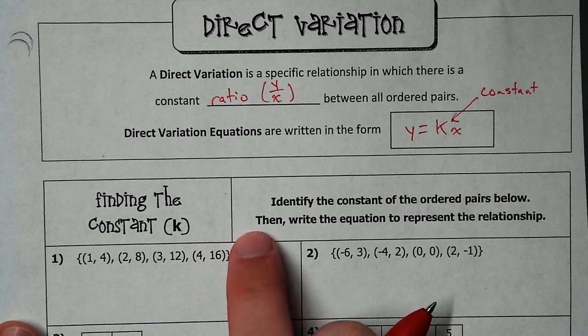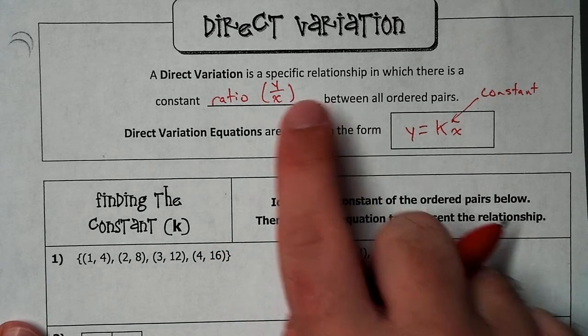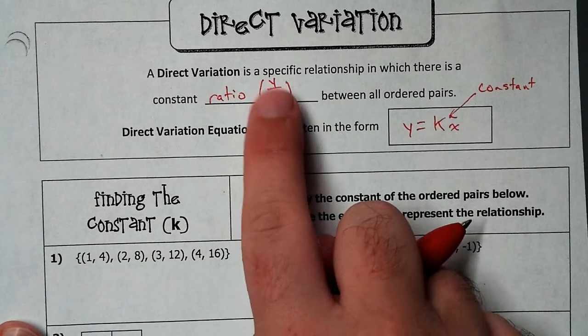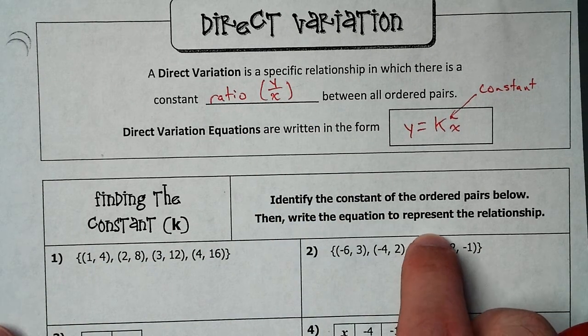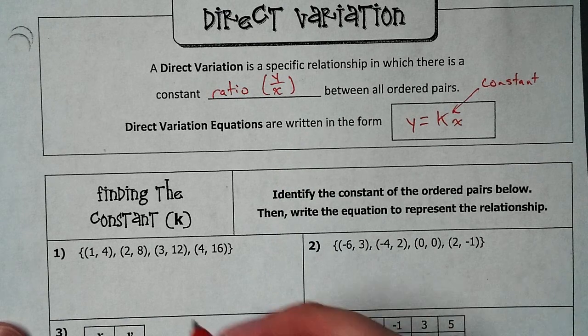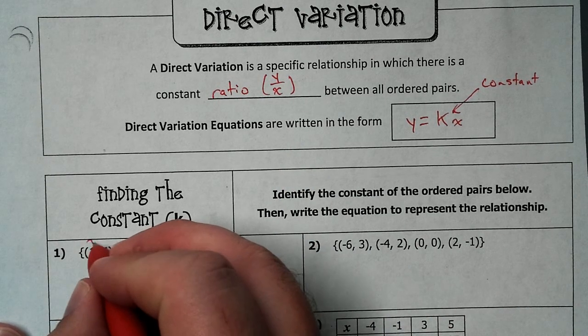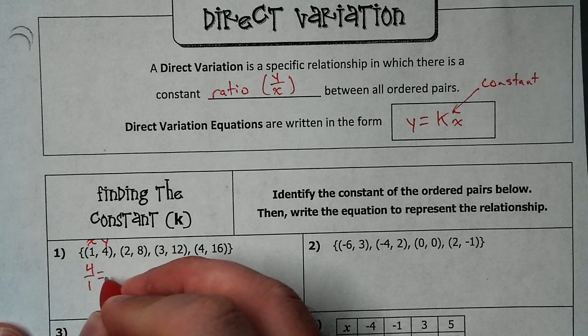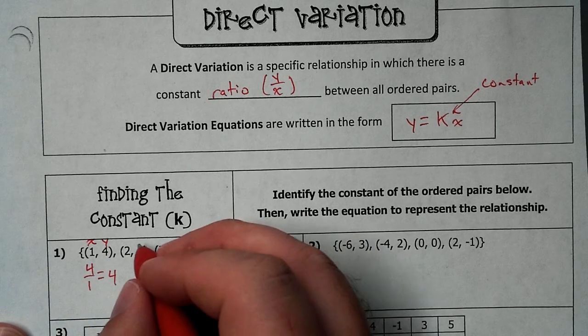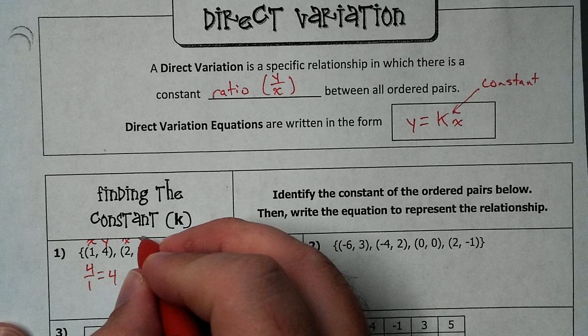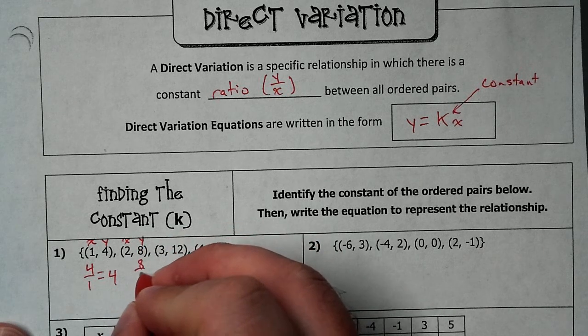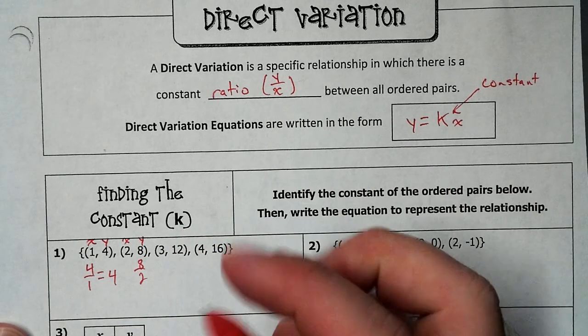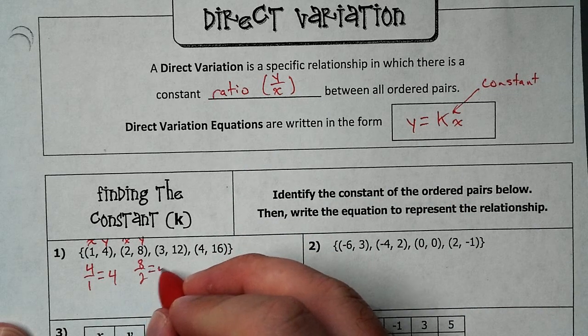Now, to find the constant, what we can do is set up each of these points as y over x, and they should reduce to the same value. So, for example, this is our x, this is our y. So 4 over 1. 4 divided by 1 is just 4. This is our x, this is our y. 8 over 2, because each one of these we're putting as y over x. 8 divided by 2 is also 4.